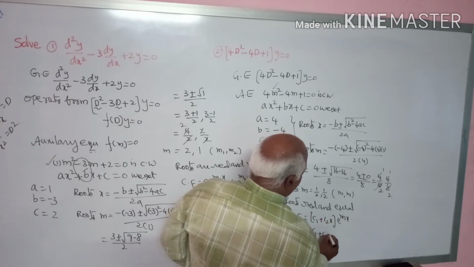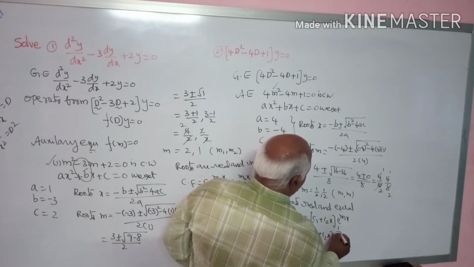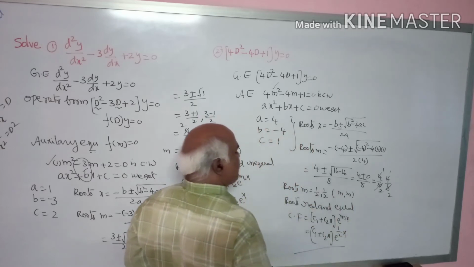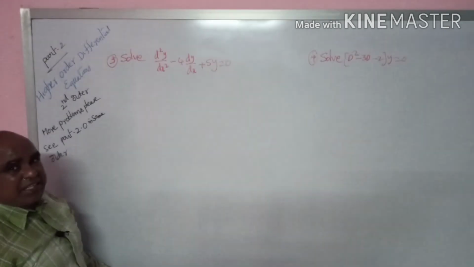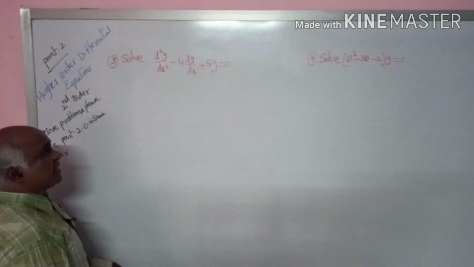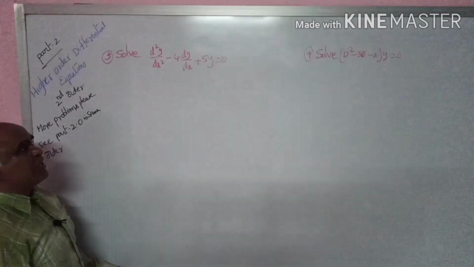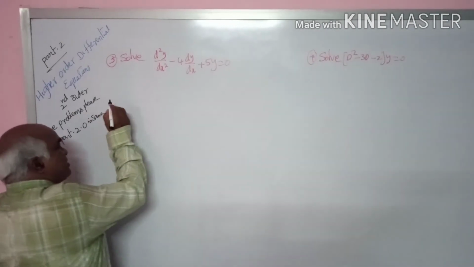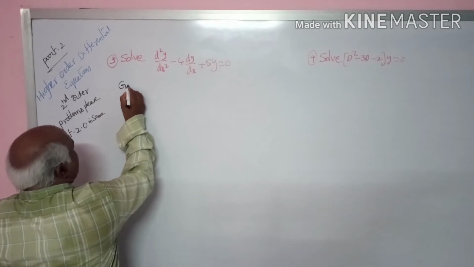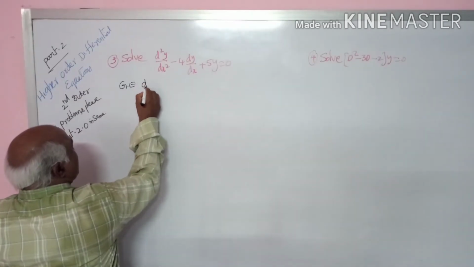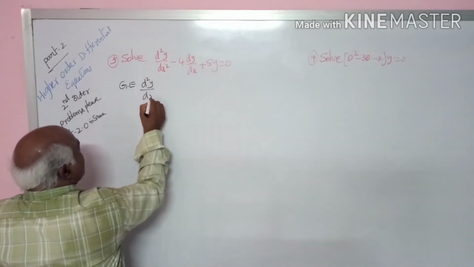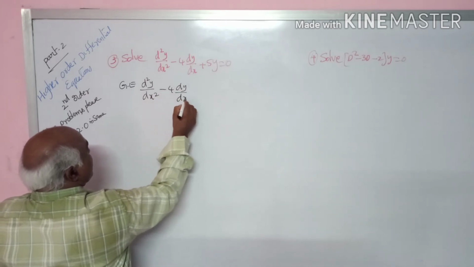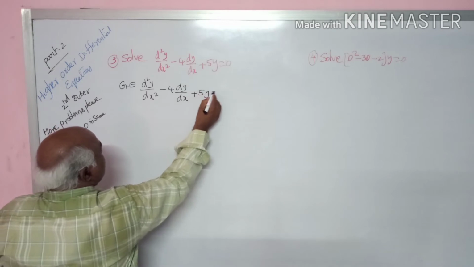c1 plus c2x into e to the power of 1 by 2 into x is the complementary function for two equal roots. See the problem number 3: d square y by dx square minus 4 into dy by dx plus 5y equal to 0. First write the given equation. Solution. What is the given equation? d square y by dx square minus 4 into dy by dx plus 5y equal to 0.